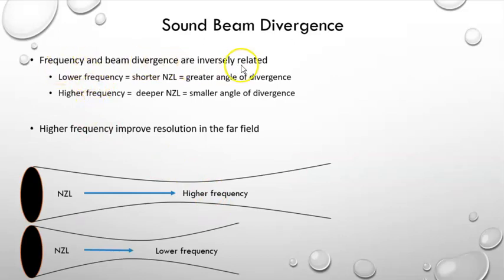Frequency and beam divergence are also inversely related. Lower frequency gives a greater angle of divergence, and higher frequency gives a smaller angle of divergence. Okay? So again, higher frequency improves resolution in the far field. However, it also increases attenuation.